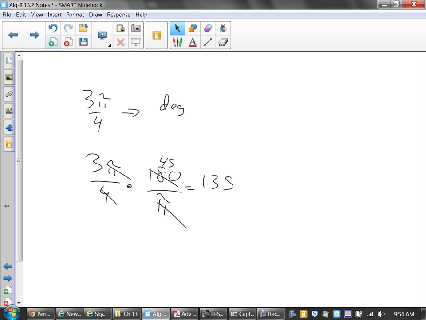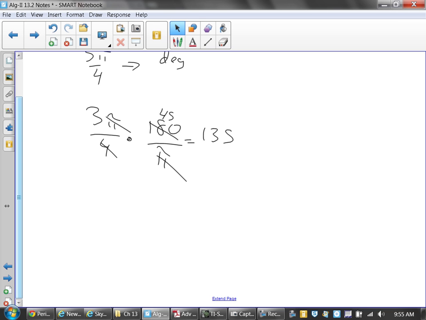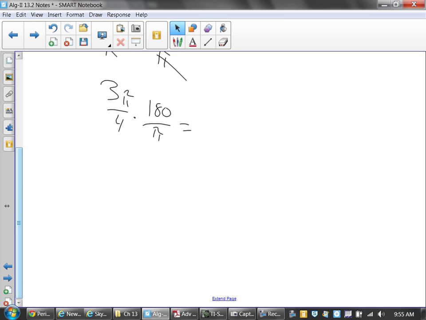You guys never learned fractions like that? Did you have any idea what I just did? Okay. Let me show you exactly what happened. When you're multiplying by 180 and dividing by pi, I can write this as 3 times 180 times pi over 4 times pi. Pi over pi is 1. Everybody agree? That's why that drops out.